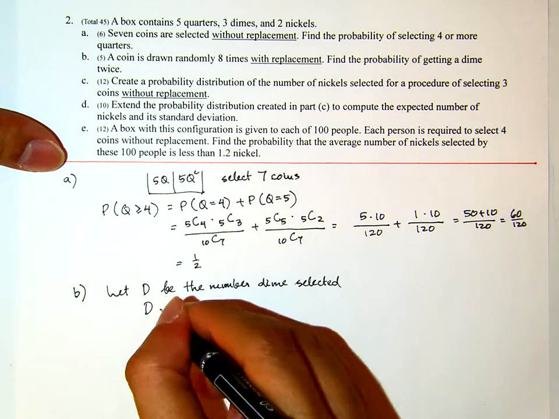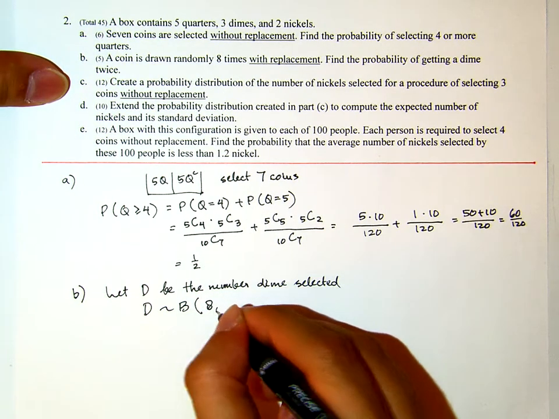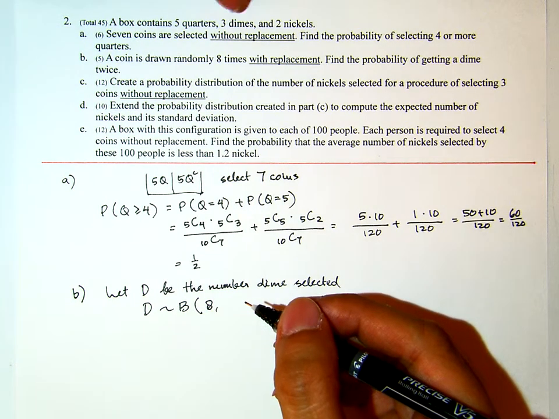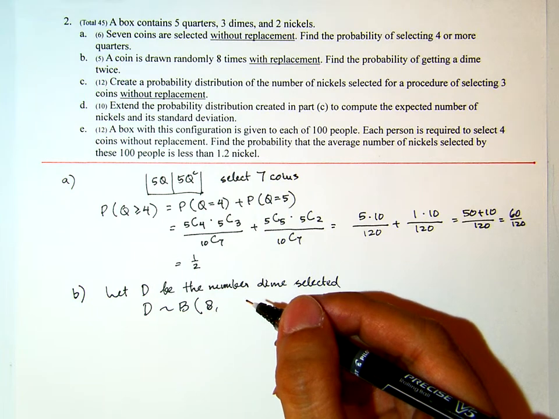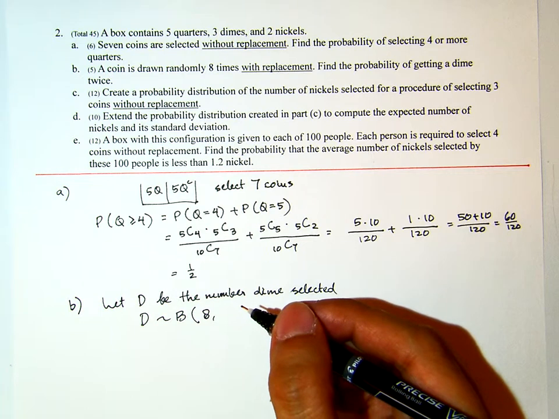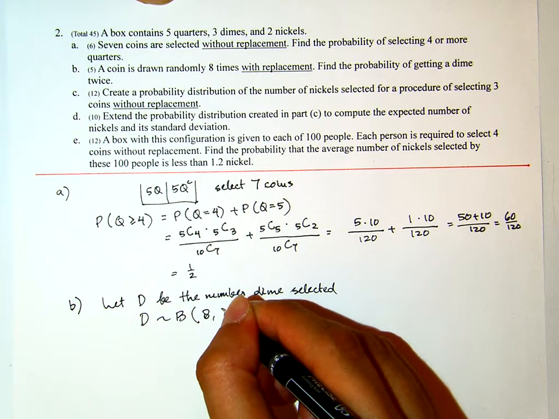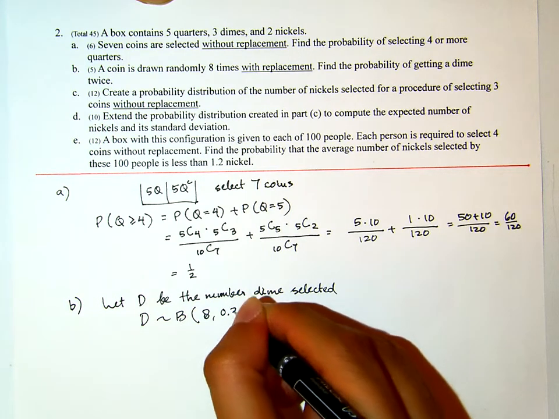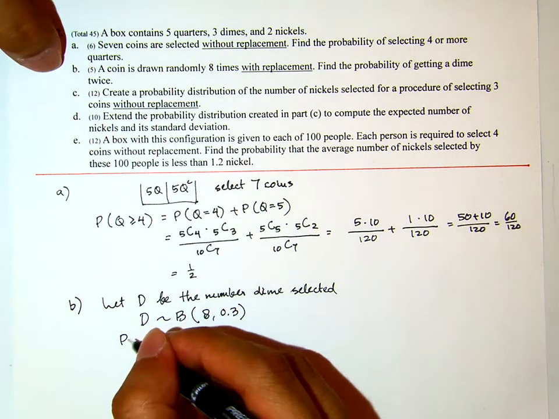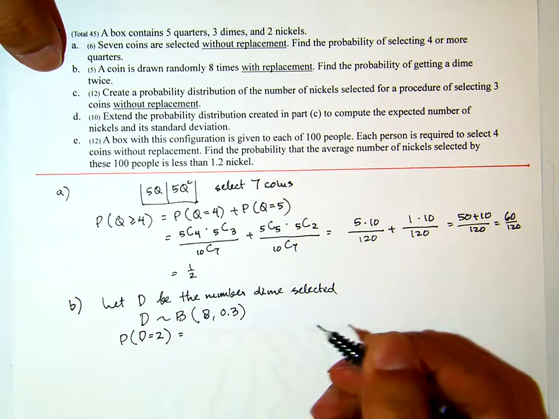Okay, now this D will be binomially distributed with number of trials 8, and the probability of selecting a dime will be 3 out of 10, right? Because you have 3 dimes out of 10 coins. So if I need to choose 1 coin, that will be a 3 out of 10 chance to select a dime, 3 out of 10 or 0.3. Okay, now the question here, find the probability in part B. Find the probability of getting a dime twice. The number of dimes you get is twice.